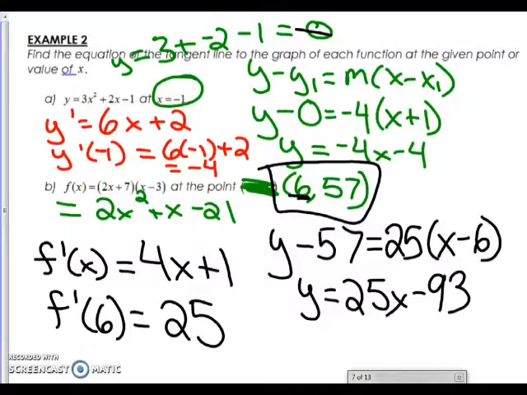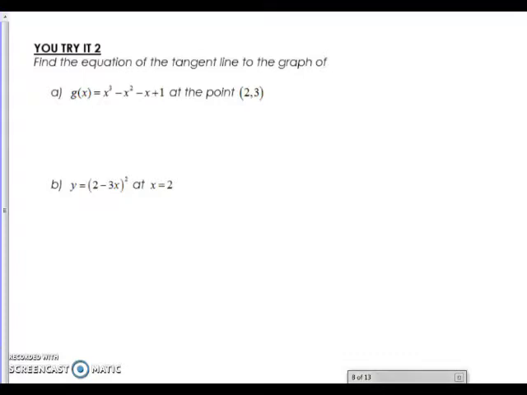So, go ahead and take a minute, try to do A and B from the You Try It section. At this time you can pause the video if you need to work them out, and then you can turn the video back on to check your answers. Alright, so let's take a look at what you got for the You Try It.